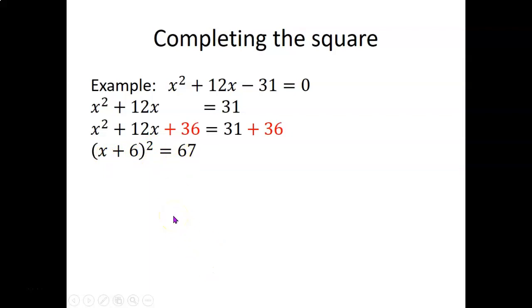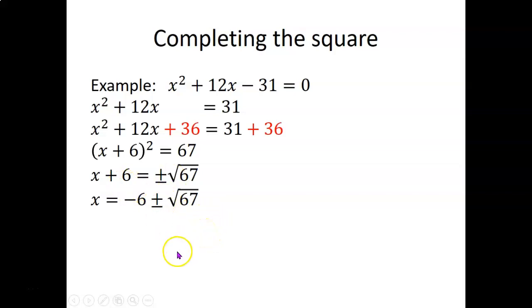So from here, we take square roots. Remember what happens when you have something squared equals a number? The something, in this case the x plus 6, equals plus or minus, the positive or the negative, square root of that number. So x plus 6 equals plus or minus the square root of 67, and then x equals negative 6 plus or minus the square root of 67.